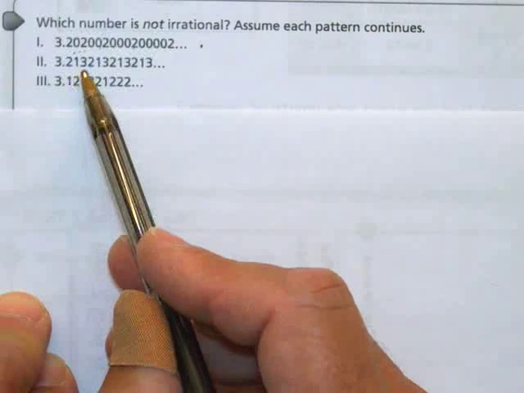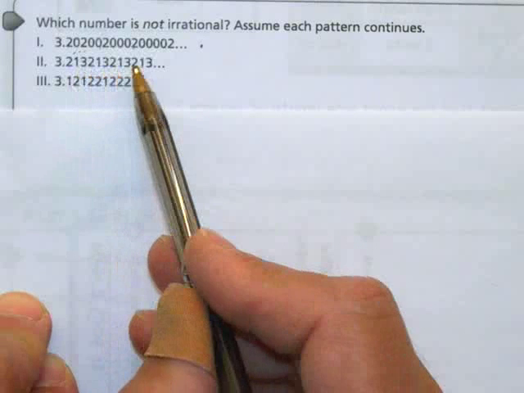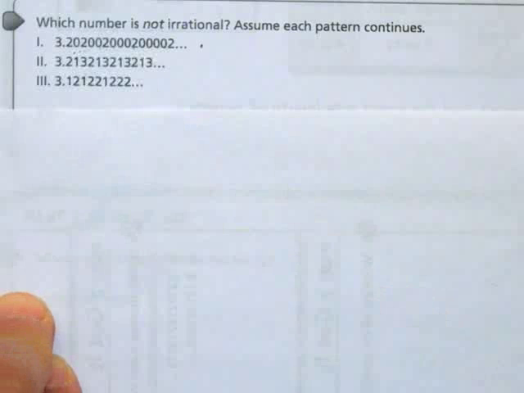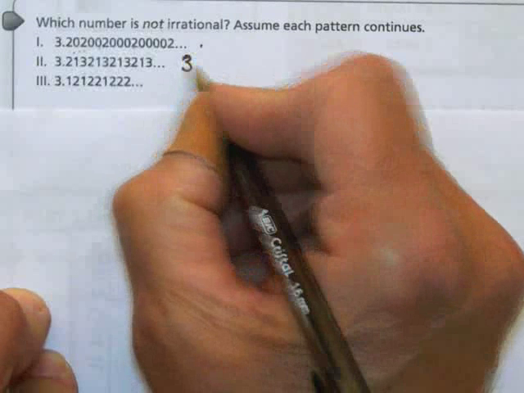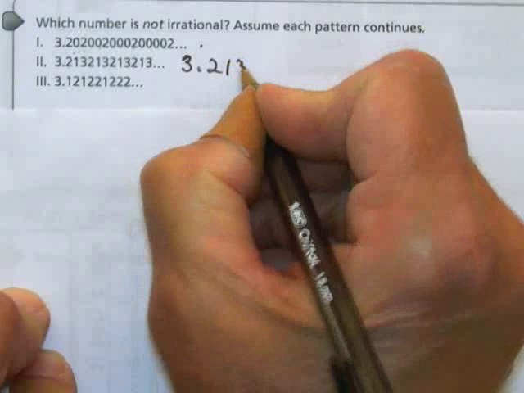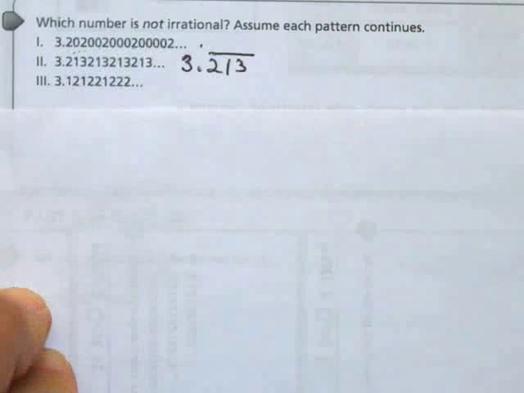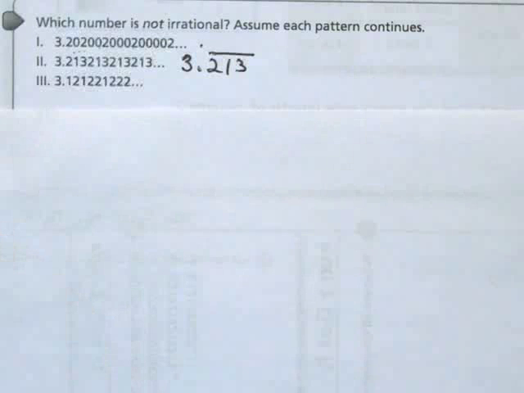How about the second one? We have 3.213, 213, 213. Now that's a repeating pattern. As a matter of fact, this could be written as 3.213 with a bar over it. So number 2 is certainly a rational number.